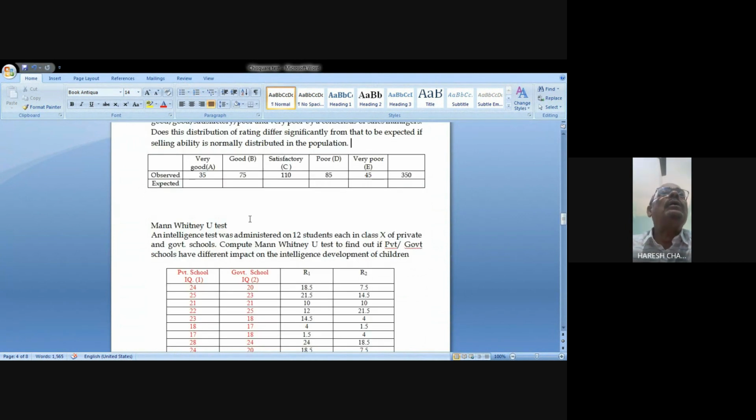Normal distribution I will tell. Now coming next to another important test, non-parametric test, and it is called Mann-Whitney U test.